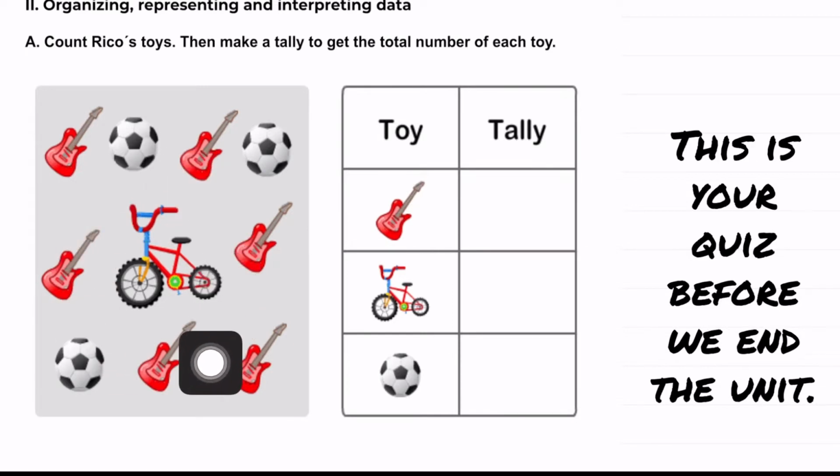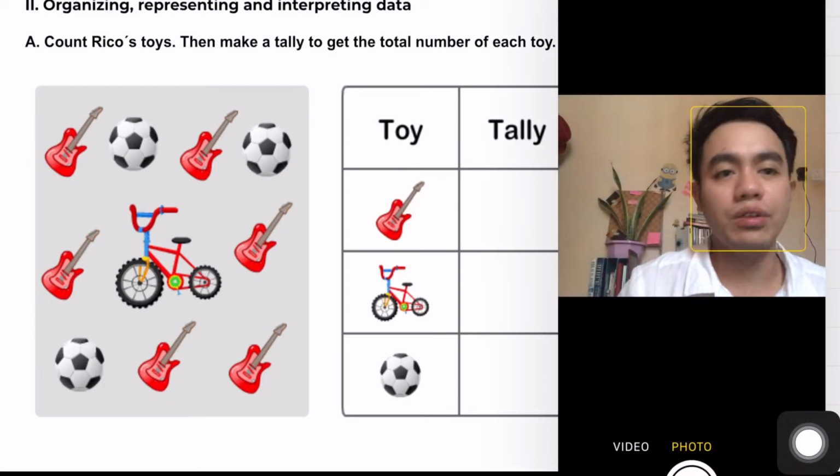This is not organized. It's kind of messy, it's kind of confusing. So you are going to organize the data. What do you mean data? The information. The data for how many guitars, how many bikes, how many balls. That is the data. And you are going to organize it, you're going to fix it, you're going to arrange it so that it will not be confusing. Are you getting that?